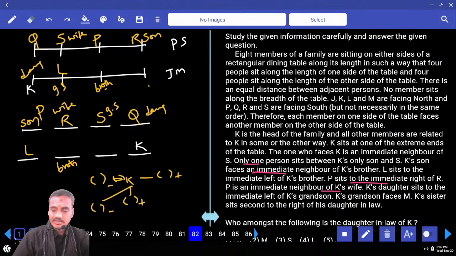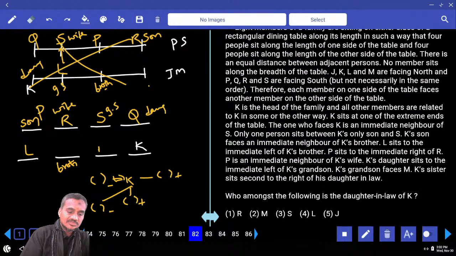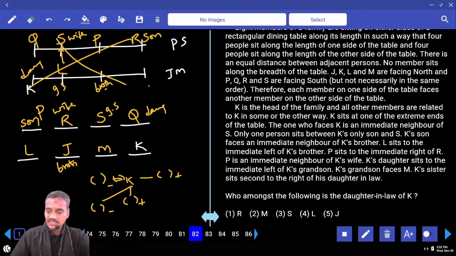And K's grandson faces M. In the first case, the grandson L is facing S, but here it says the grandson must be facing M, and this case is ruled out. In my case the grandson is facing M, M is here. Does it fit? J is here and J is here.